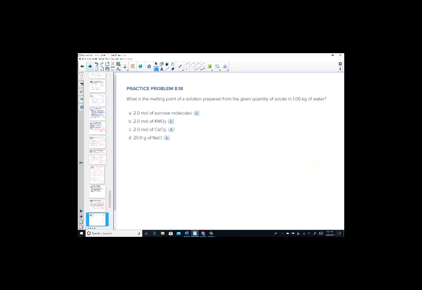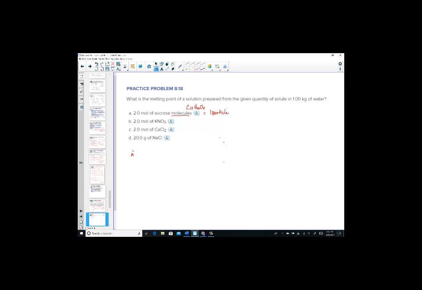Let's try some of these. These look exactly the same as the previous slide. Oh, except now we're going to melt instead of boil. All right. So letter A, do you remember how we stressed letter A? This was a molecule. Even if we didn't know the formula for sucrose, which we do, C12H22O11, the key here is molecules. They do not dissociate. So that's simply one particle.